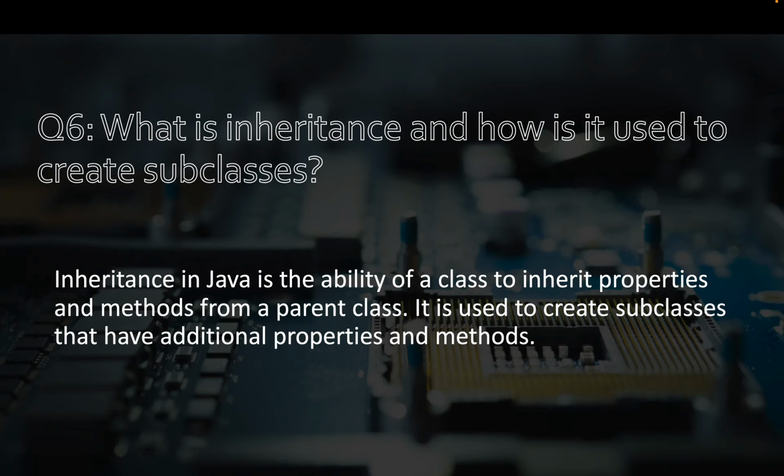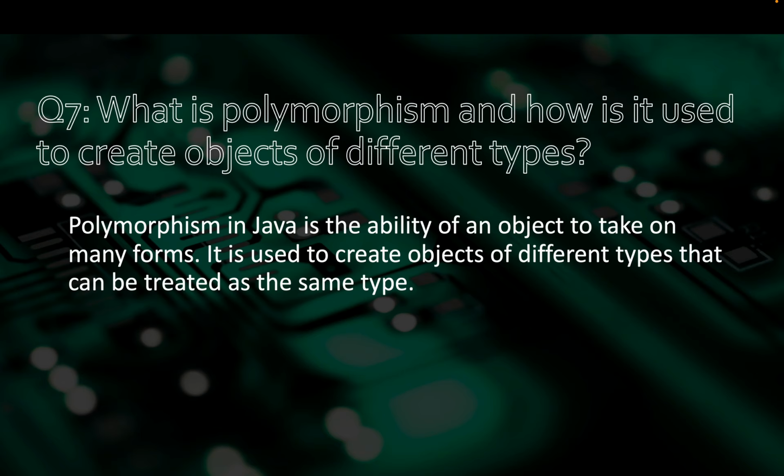Question number 6. What is inheritance and how is it used to create subclasses? Inheritance in Java is the ability of a class to inherit properties and methods from a parent class. It is used to create subclasses that have additional properties and methods. Question number 7. What is polymorphism and how is it used to create objects of different types? Polymorphism in Java is the ability of an object to take on many forms. It is used to create objects of different types that can be treated as the same type.